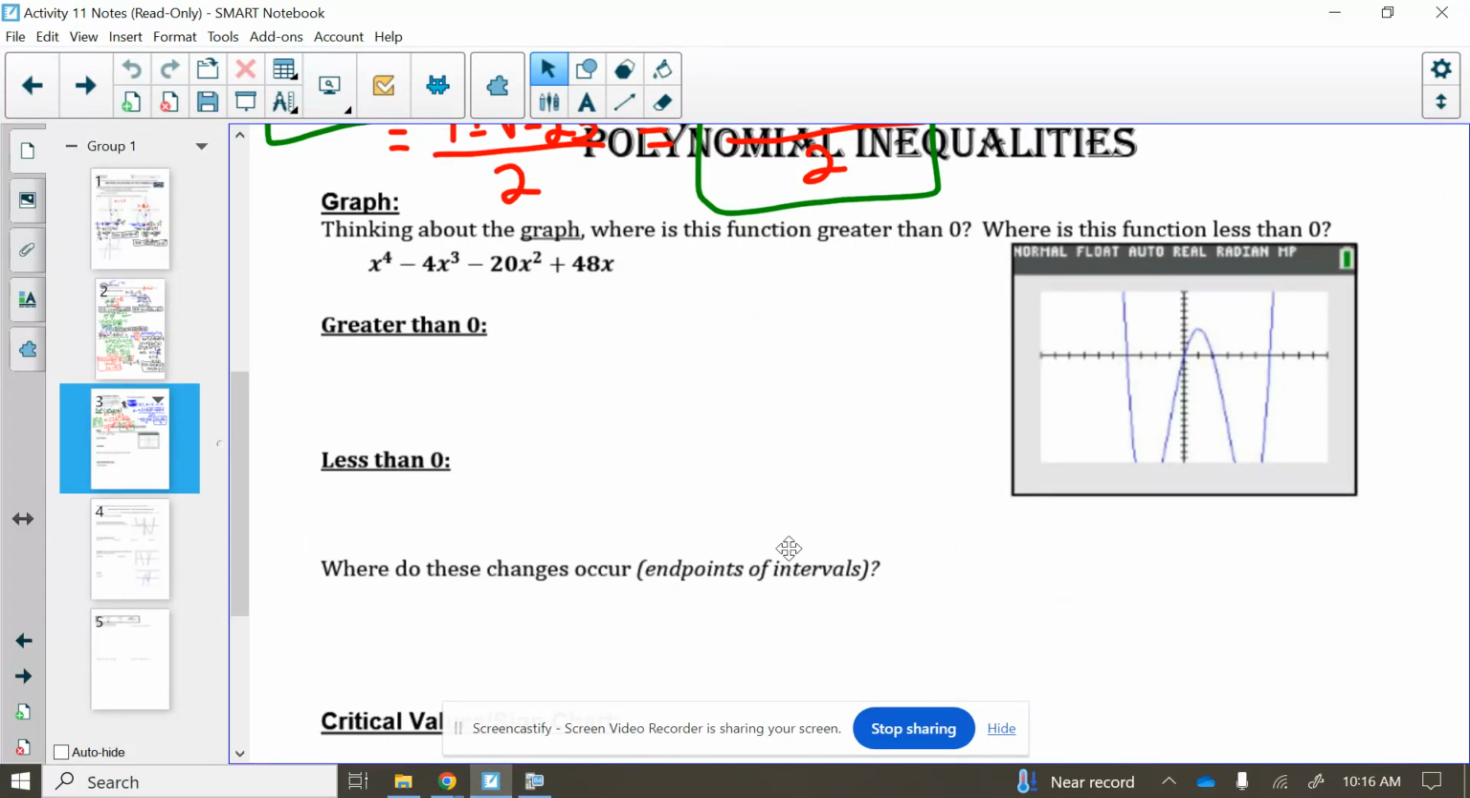Hi everyone, and welcome to part 2 of activity 11. Today we are going to talk about polynomial inequalities.